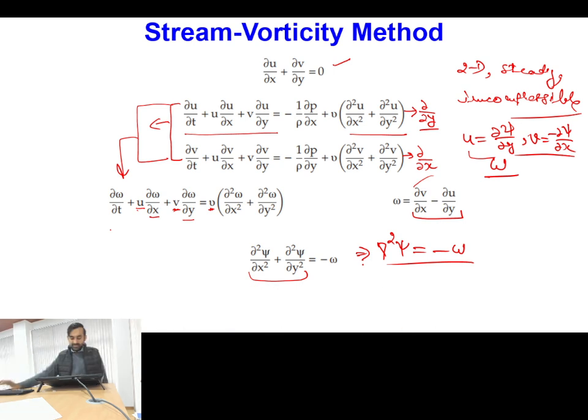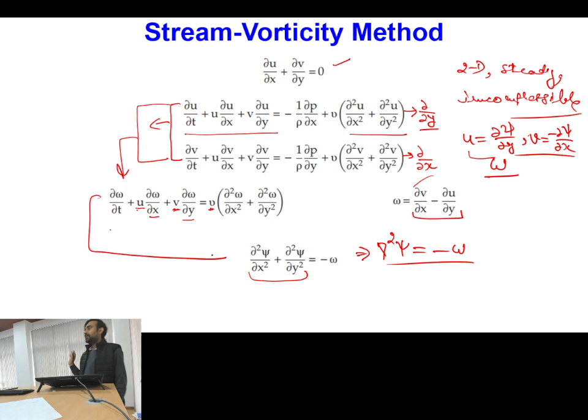Now these u and v you can replace with psi. So these two have become equations purely in the form of psi and omega. Instead of the variables u, v, p, how many variables were there? Three. Now we have only two variables, psi and omega. Earlier you had three equations, continuity and two momentum, which were a little more difficult to solve. Now you have only two equations, so you can solve them more easily.